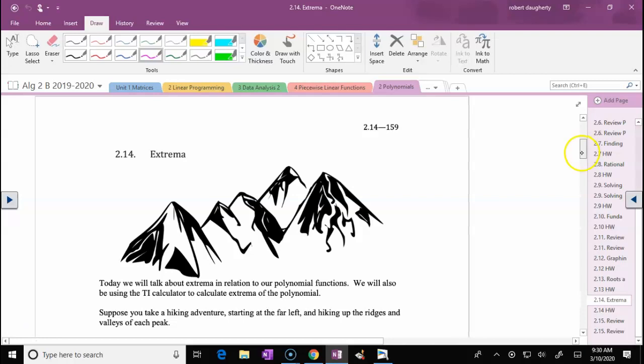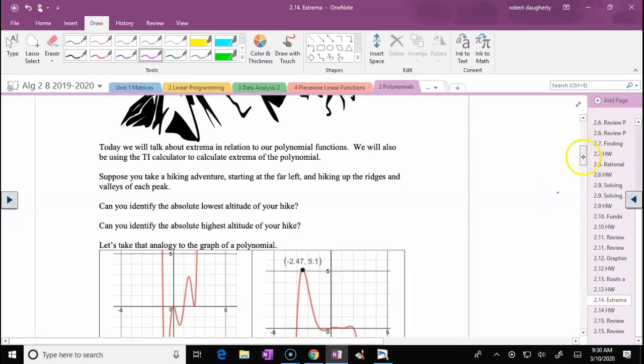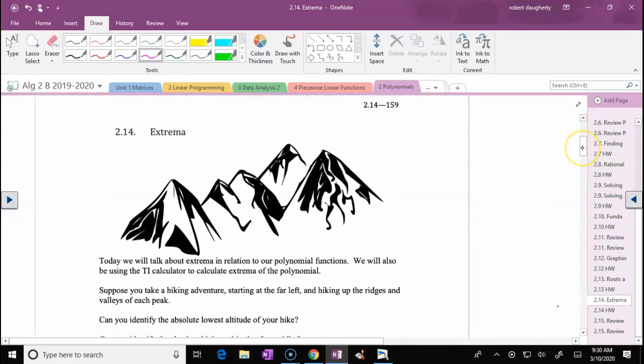But what we want to talk about today are something called extrema. So extrema just deals with maximum. It's a fancy word for maximum and minimum. You'll spend a lot of time focusing on max and mins when you get to pre-calculus and if you get to calculus. So we just sort of introduce the concept here.